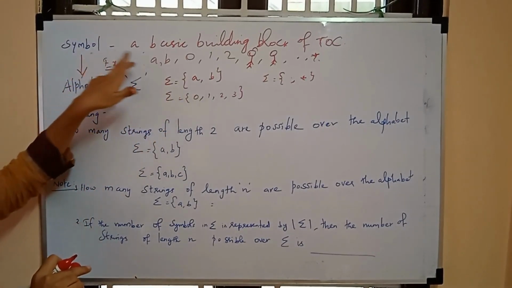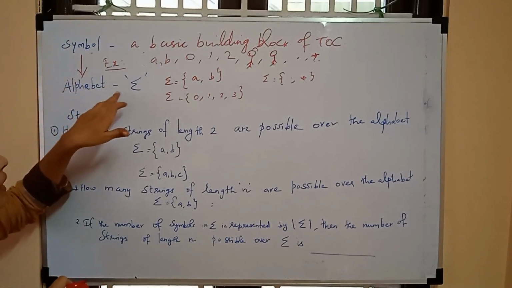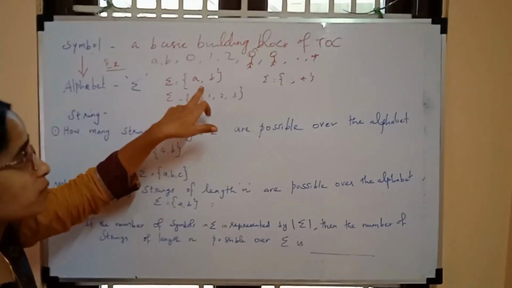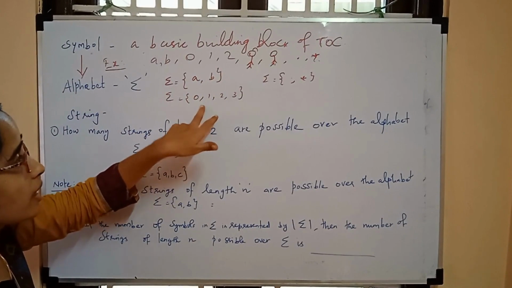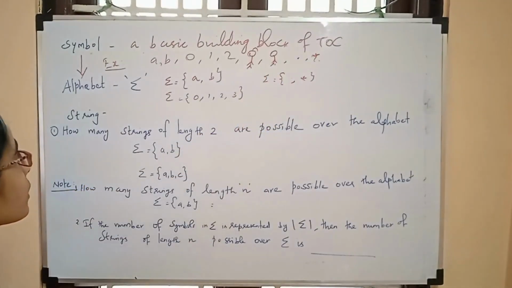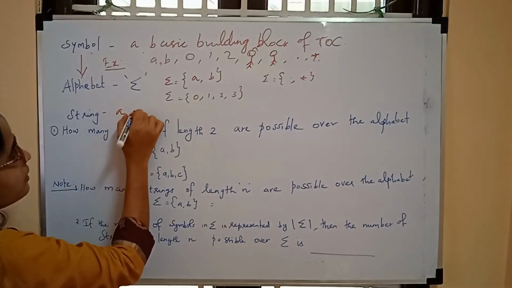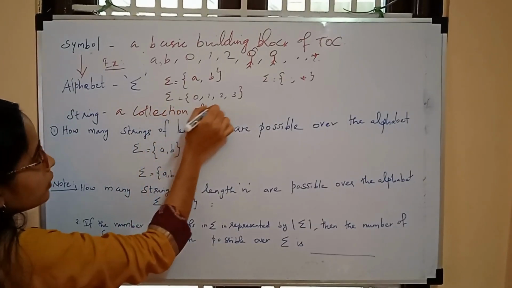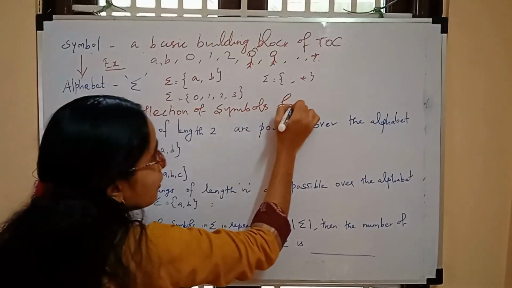So symbol is a basic building block of TOC, and from that symbol you derive the alphabet. This alphabet contains a set of symbols, and the symbols can be anything: A comma B comma C, or numbers, or dot, comma, colon, or anything else. So this is what an alphabet is. A string is a collection of symbols from the alphabet.